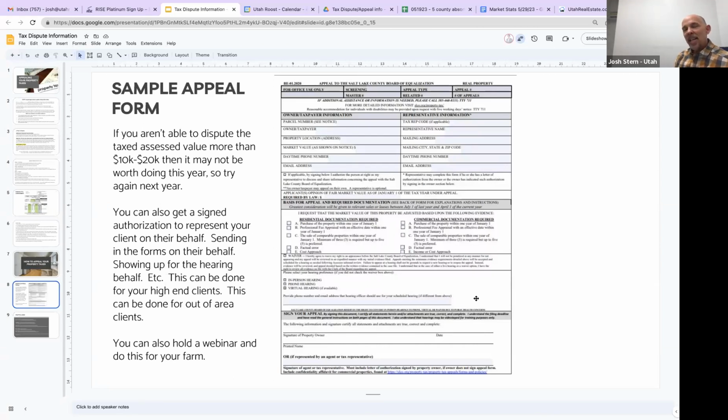Those suckers ditched my comps and used the remodeled versions of them, the flip properties, which changed the value by $150,000. I would have never caught that had I not been at that hearing. I would have never known that.